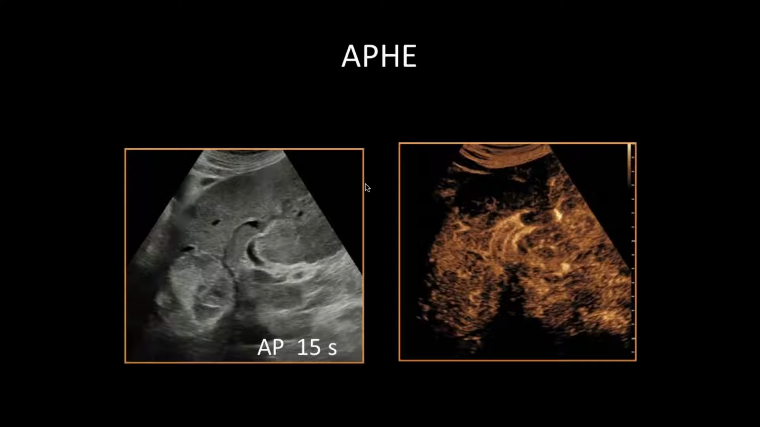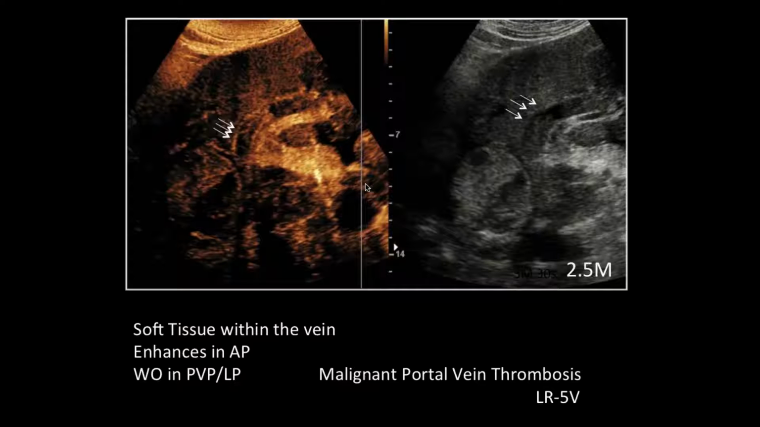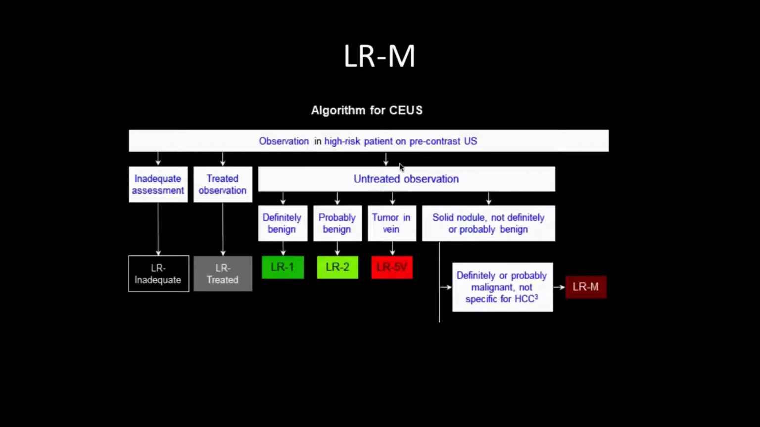So here we can see a still frame at 15 seconds, and we can mark the thrombus within the vein on the grayscale image and show the exact correlate of the edge between the enhancing thrombus and the unenhanced portion of the lumen of the vein. When we look in the portal venous phase, the arrows are marking the vein again, and you can see that there is washout on the portal venous phase at 2.5 minutes, and this is a malignant portal vein thrombus.